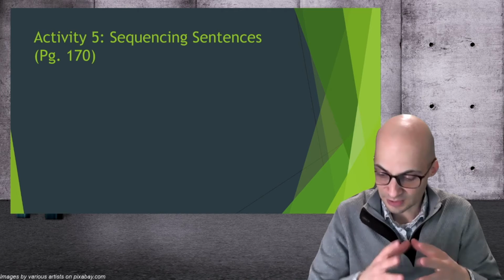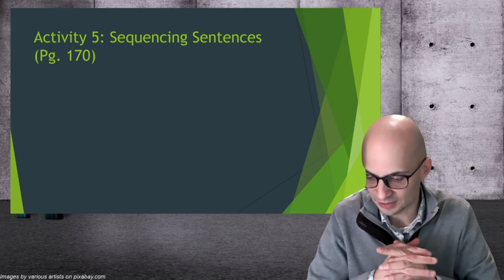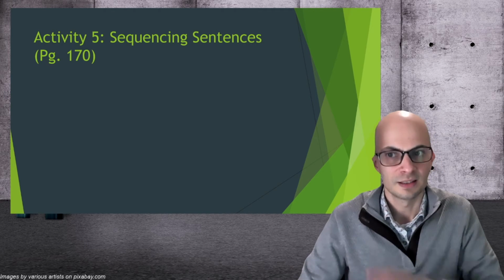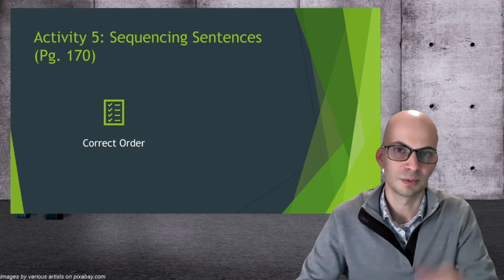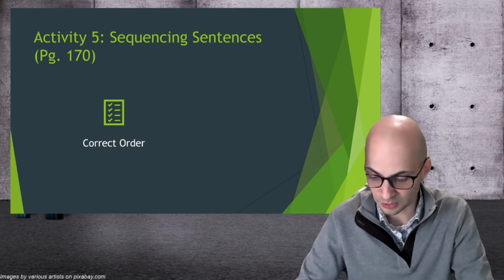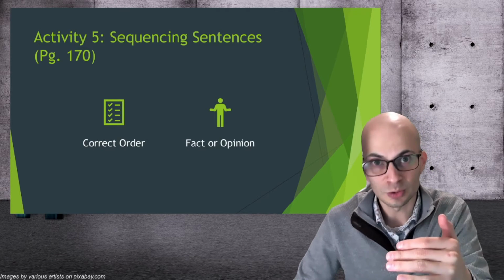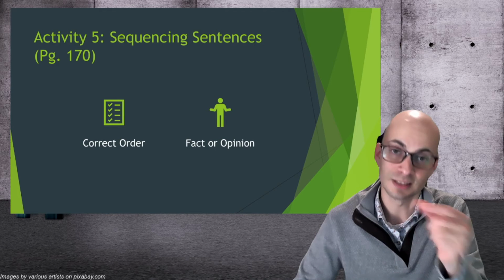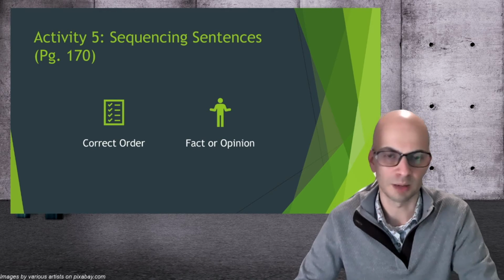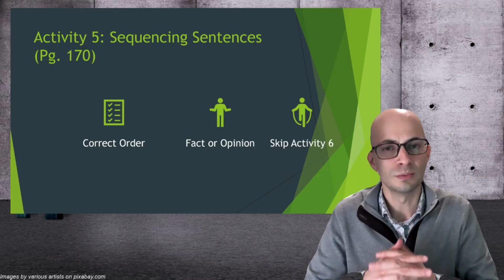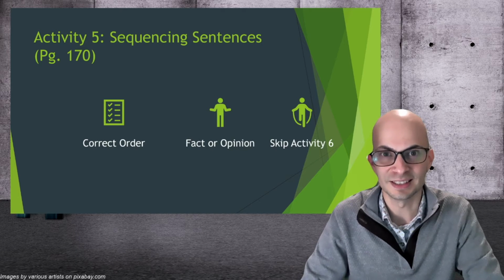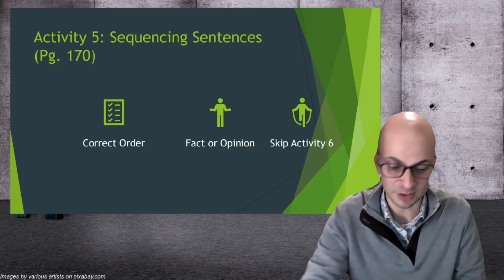The next activity, sequencing sentences in paragraphs. We already know how to do this. Put the sentences in the correct order and also add whether that sentence is an opinion or a fact. No problem. Oh, and we do get to skip activity 6, which is just rewriting the paragraph in order.